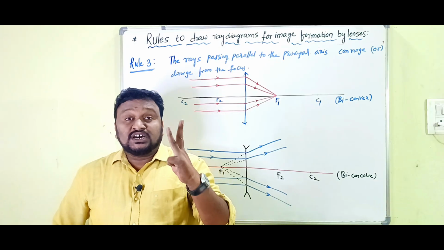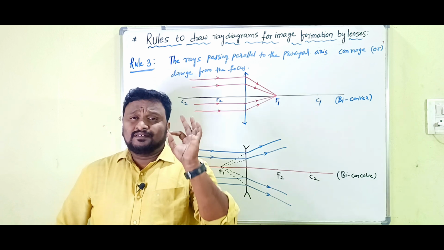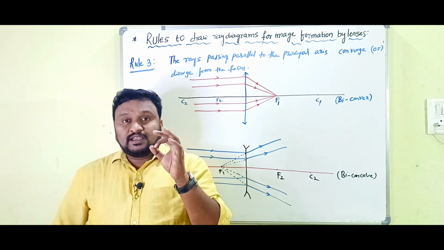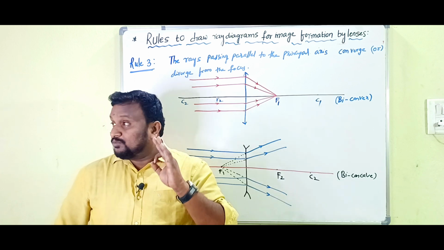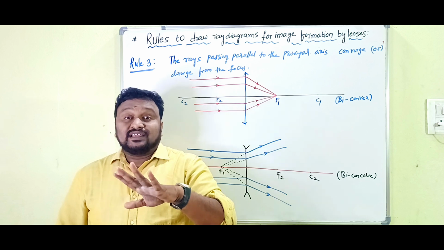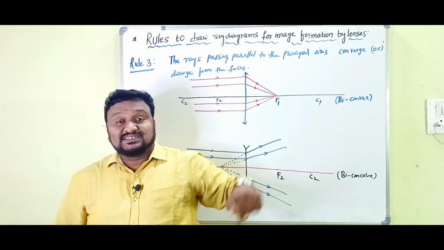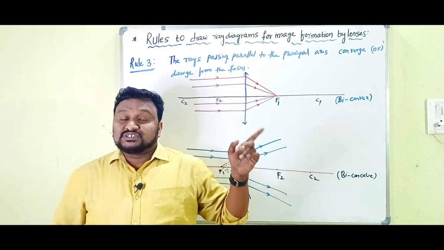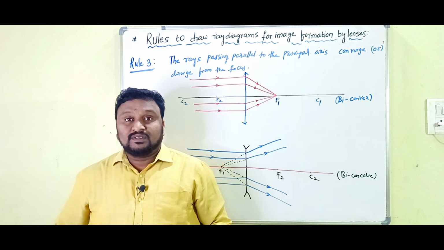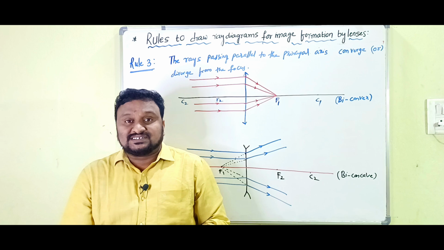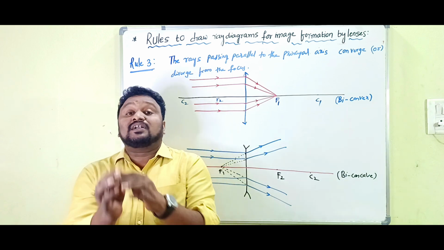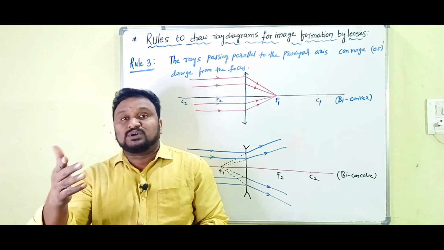Children, now the third rule. It is quite similar to the rules we discussed for concave mirrors. The rules we followed to draw the ray diagram for a concave mirror are the same here. Rays which are parallel to the principal axis, after refraction, must converge to or diverge from a point. That is rule number 3. The rays going parallel to the principal axis, after refraction, the refracted rays may converge to a point or diverge from a point. That point is nothing but the focus.